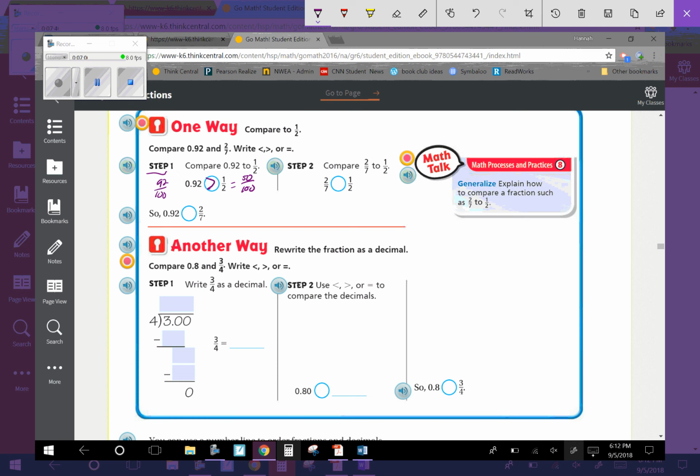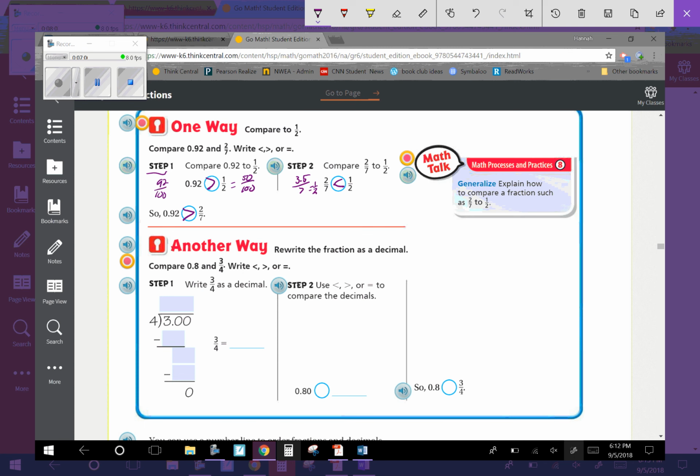Compare 2/7 to 1/2. I know that 3.5 sevenths equals 1/2. So 2/7 is less than that, so that is going to be less than 1/2. So if 92 hundredths is greater than 1/2 and 2/7 is less than 1/2, then I know that 92 hundredths is greater than 2/7.